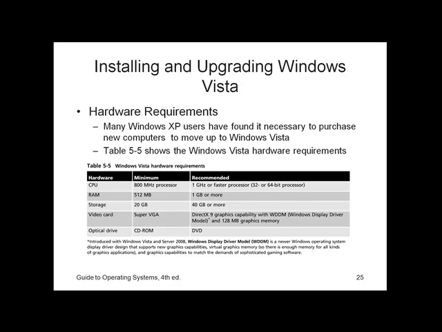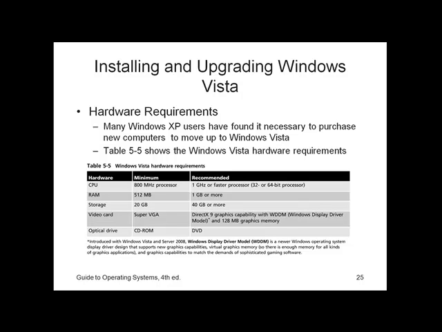RAM for Windows Vista, well, they require a minimum of 512 megabytes. I recommend at least a gig, if not 2 to 4 gigs of RAM on your system for Windows Vista. Storage capacity of 20 gigabytes is the bare minimum you can get away with on Vista. Once again, the recommendation is 40 gigs or more.